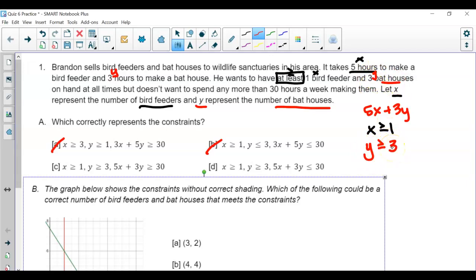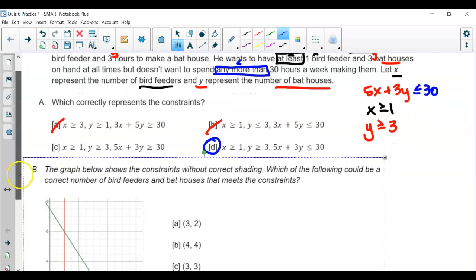So now we're going to keep going because the last statement states, but doesn't want to spend any more than 30 hours. So think about that. If this person doesn't want to spend any more than 30, then 30 is the most. So he wants to spend 30 or 29, 28, 27. He wants to spend no more than, or less than or equal to, that 30. So less than or equal to 30, which is why the answer is D.